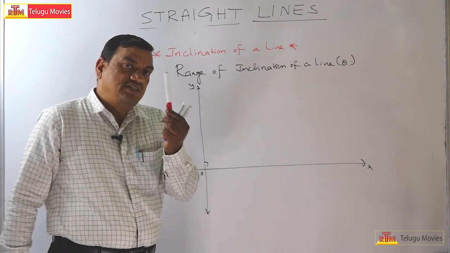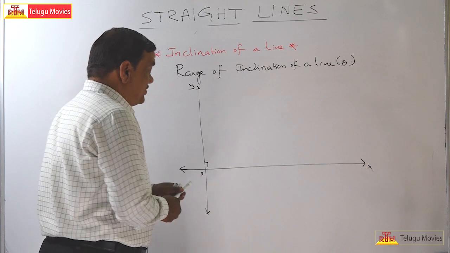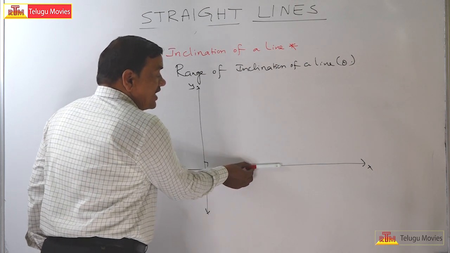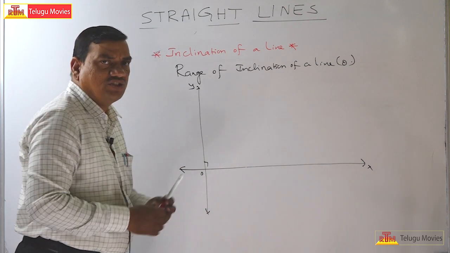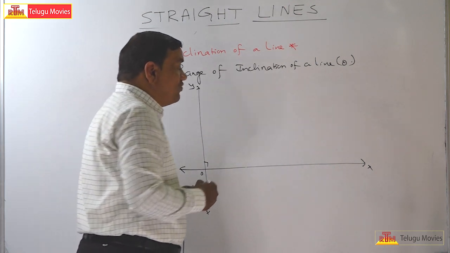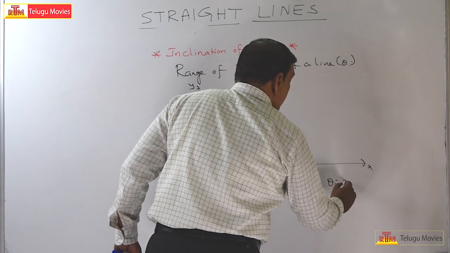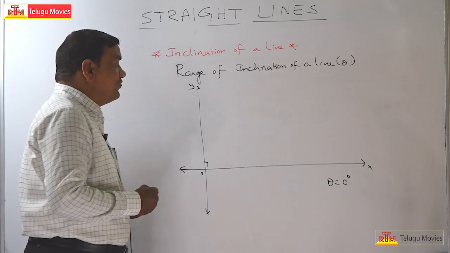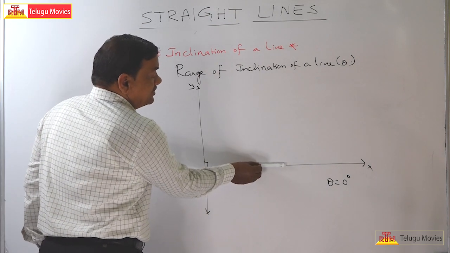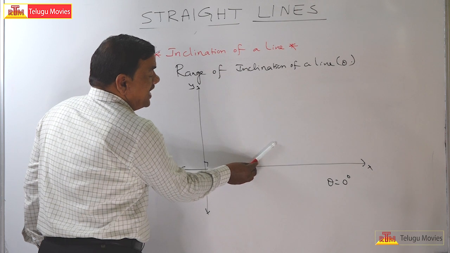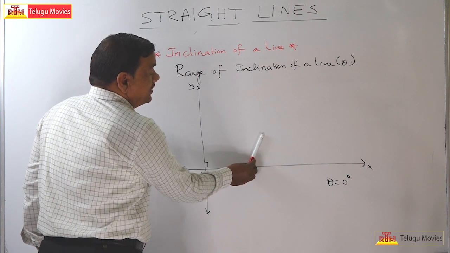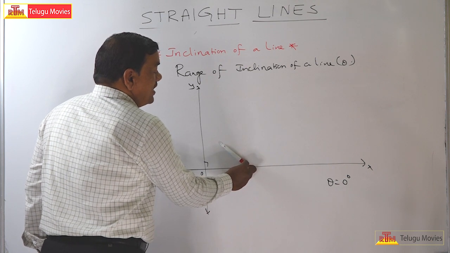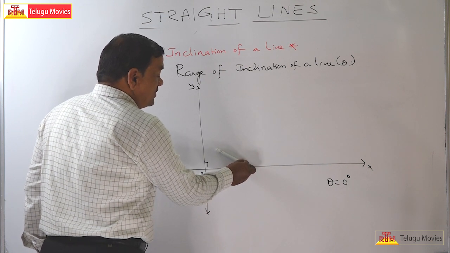Let us observe that this is a straight line. Let the line coincide with the x-axis. First the line coincides with the x-axis. Then what is the inclination? Theta is equal to 0 degrees. Minimum angle is 0 degrees. Now if it goes on increasing, see here, if it comes here, what is the angle? 30, 40, 50, 90, again 110, 100, again.